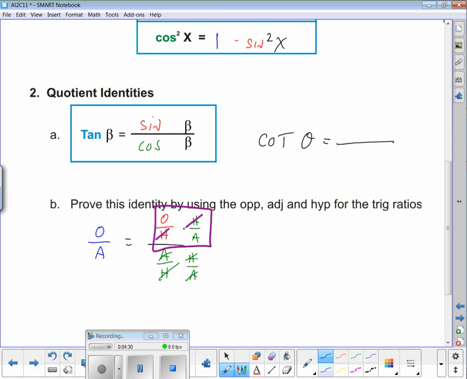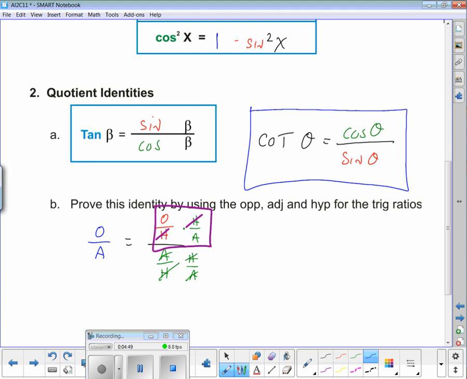So look back at the quotient identity. If the tangent is sine over cosine, what's the cotangent going to be? And hopefully you said cosine theta over sine theta. And that should make sense. It's the reciprocal. Okay? So those are two key quotient identities.